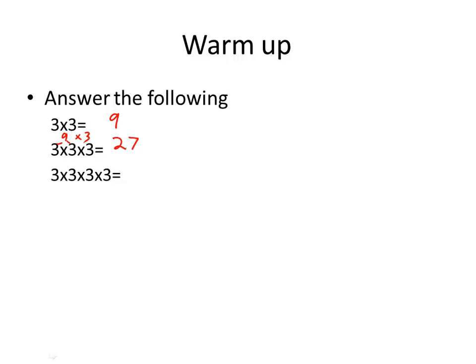Slightly harder, we have 3 times 3 times 3 times 3. Now we know that 3 times 3 is 9, and here's a little trick you can do. We know that this 3 times 3 is also 9. Then we have 9 times 9, and hopefully we'll be able to see that 9 times 9 is 81.